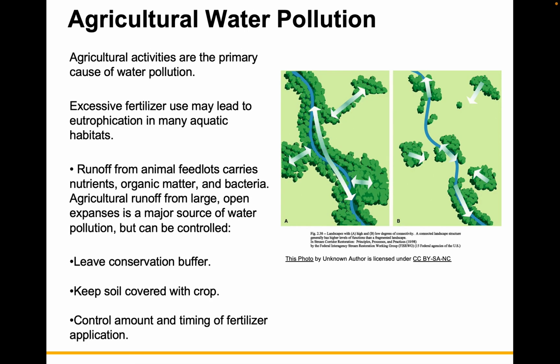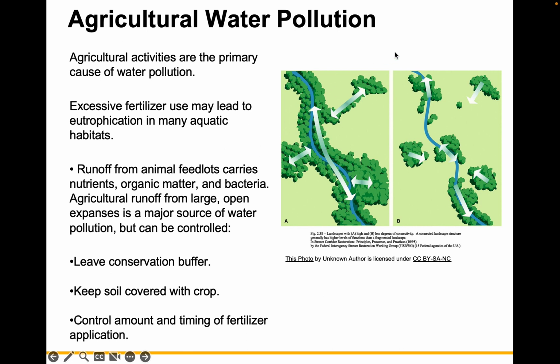All right, agricultural water pollution. Agricultural activities are the primary cause of water pollution. Excessive fertilizer use may lead to eutrophication in aquatic habitats. Runoff from animal feedlots carries nutrients, organic matter, and bacteria, and that runoff from large open expanses is a major source of water pollution, but it can be controlled.